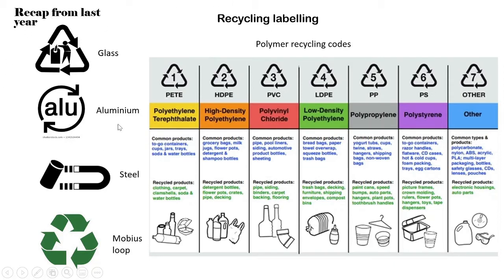like glass, aluminium, steel. Just remember that the triangle itself is actually called a Mobius loop. So don't refer to it as environmental logo in your exam, because that's quite a GCSE answer and you wouldn't get the marks. It would be the Mobius loop.